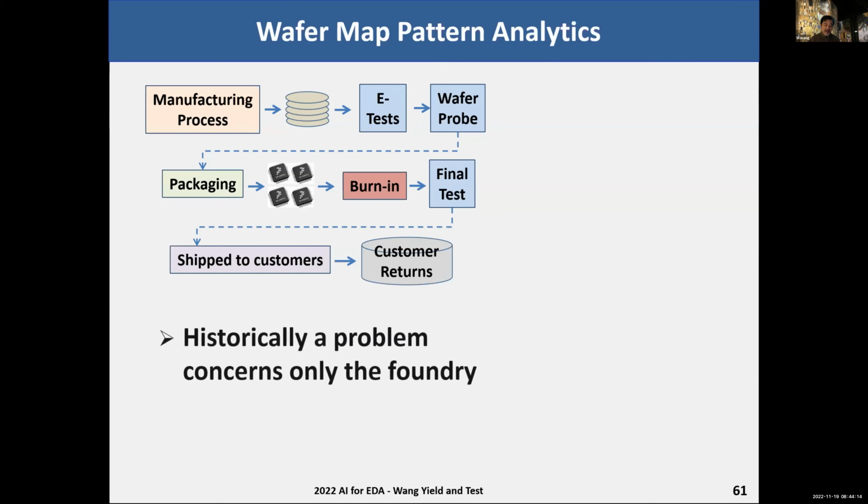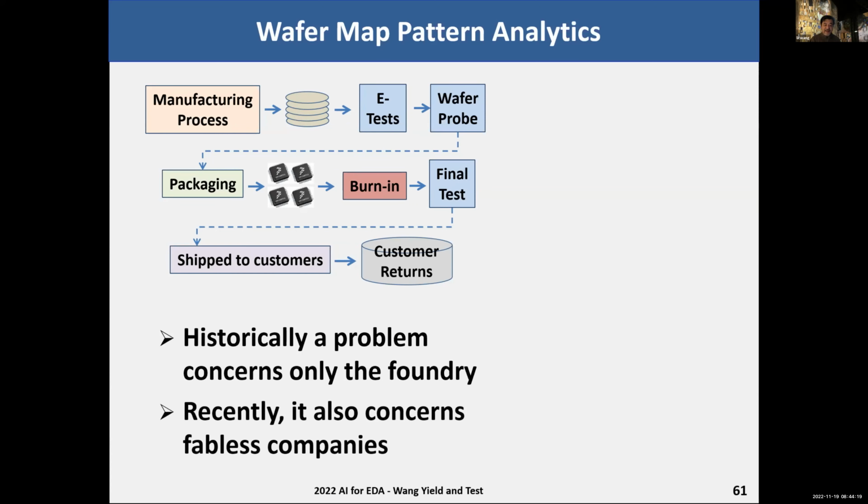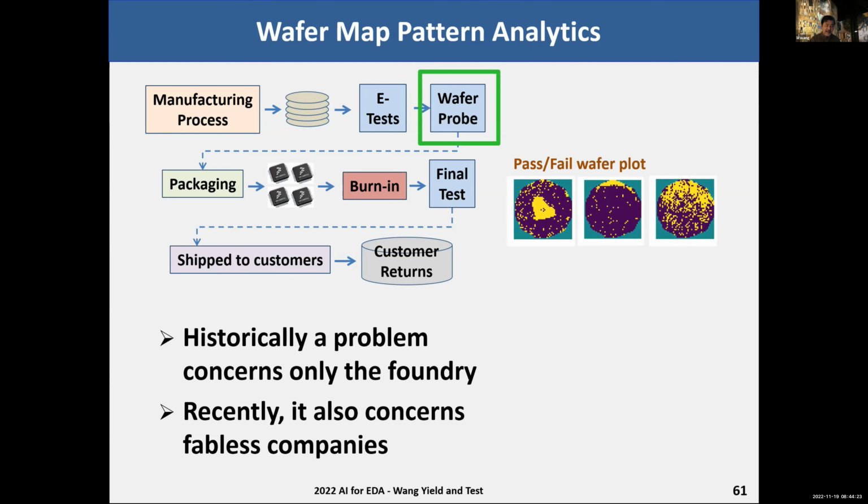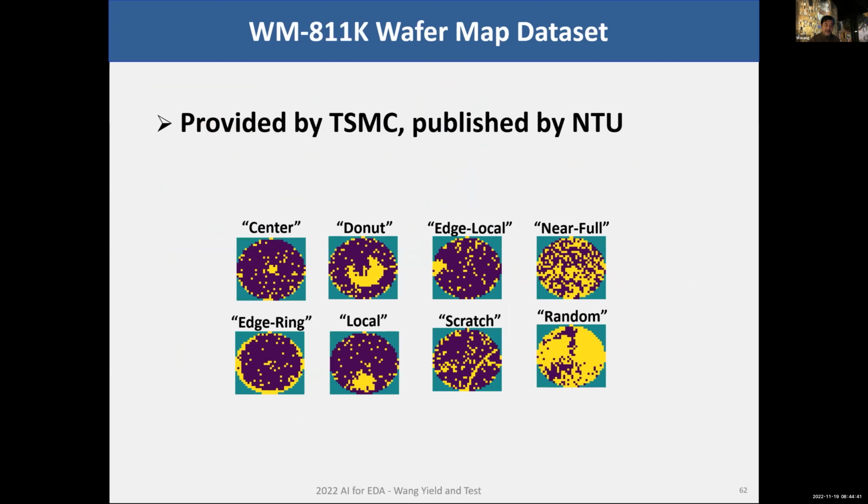Historically, wafer map analytics is a problem of concern to the foundry. More recently, fabless companies have become more interested. For example, from the wafer probe, we can obtain a wafer map like this. The yellow dot shows the location of a failing die, and you can see some pattern there. We can also get the color plot as well. The color plot can be made either by stacking the wafer maps above, or we could pick a particular test and then show the test value. One of the popular data sets for this problem is the TSMC data set called A11K. Here are some of the examples.